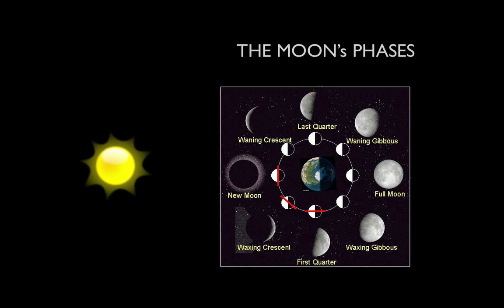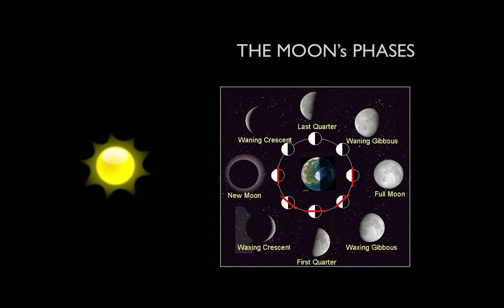If we move forward to first quarter, again, the half of the Moon that we can see from the Earth, we see that the right-hand side of the Moon is fully illuminated by the Sun, but the left half is in darkness, which is why we see half of the Moon illuminated in that way. At waxing gibbous, most of the face is illuminated except for a small sliver on the left-hand side, which is in darkness, and that's why we see waxing gibbous.